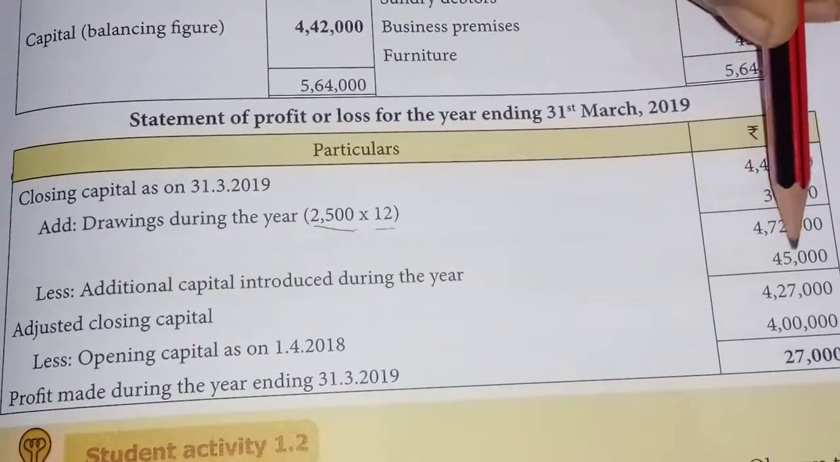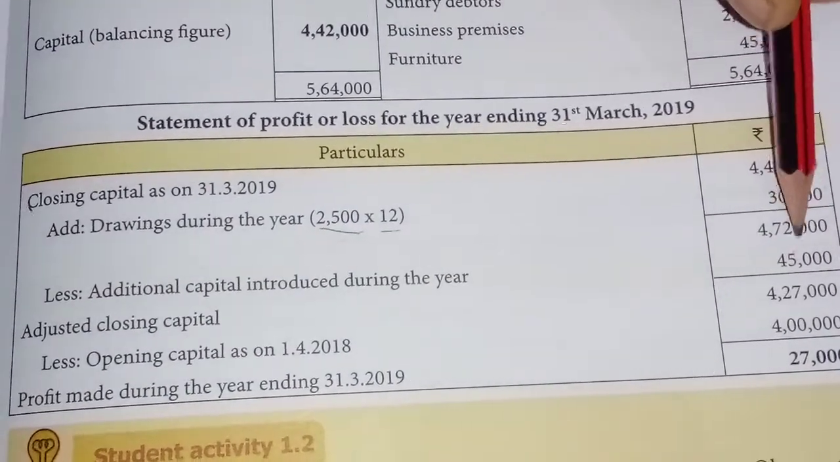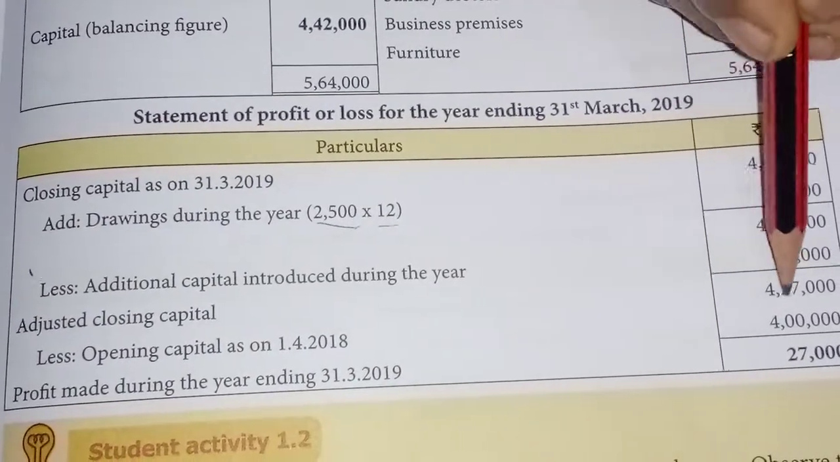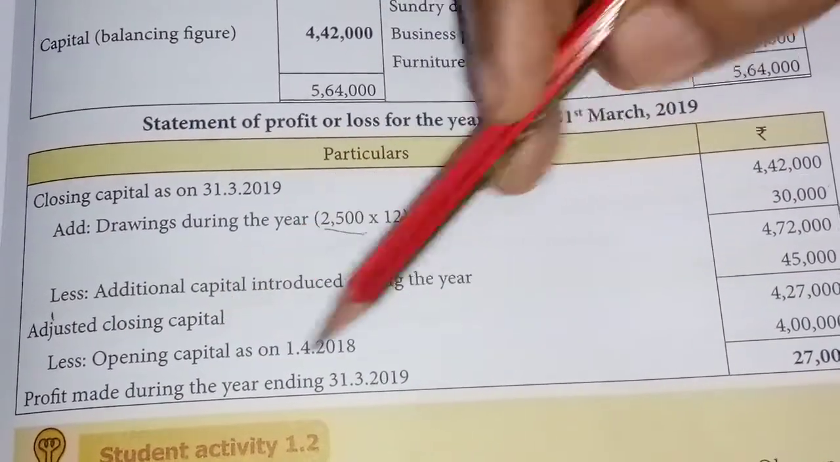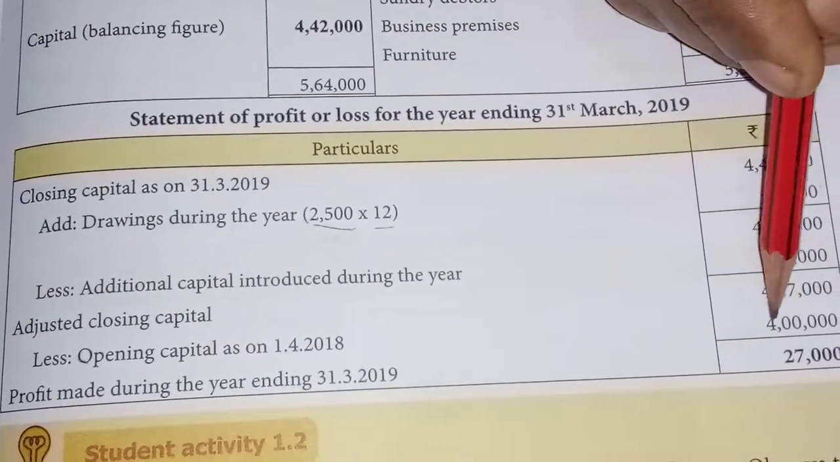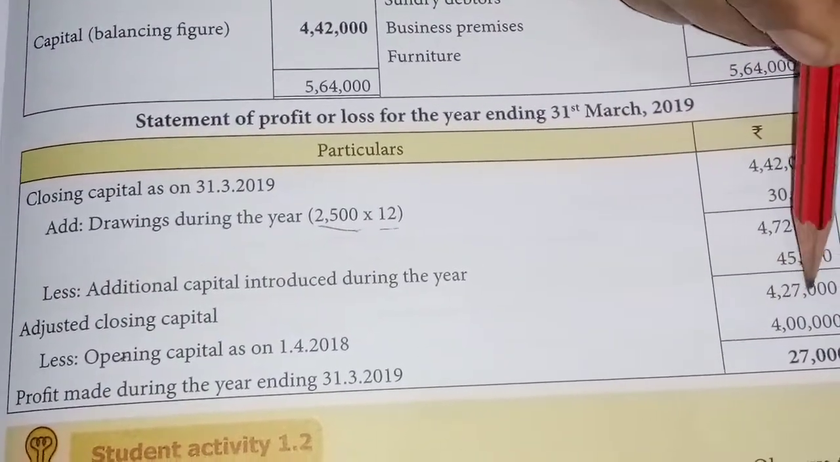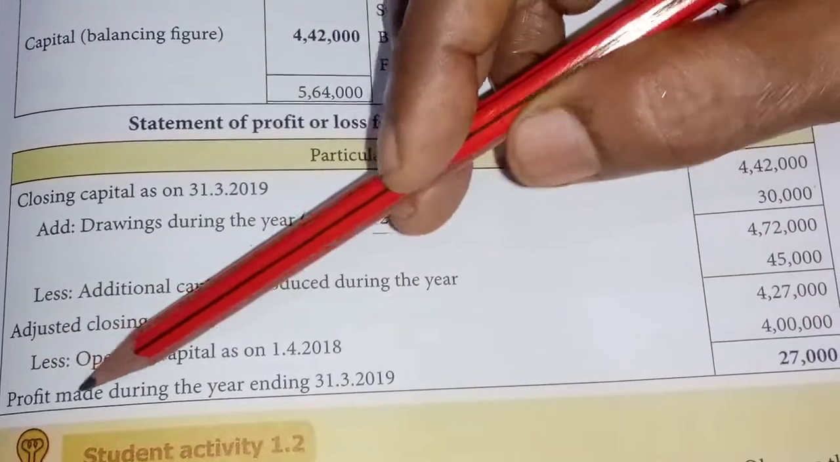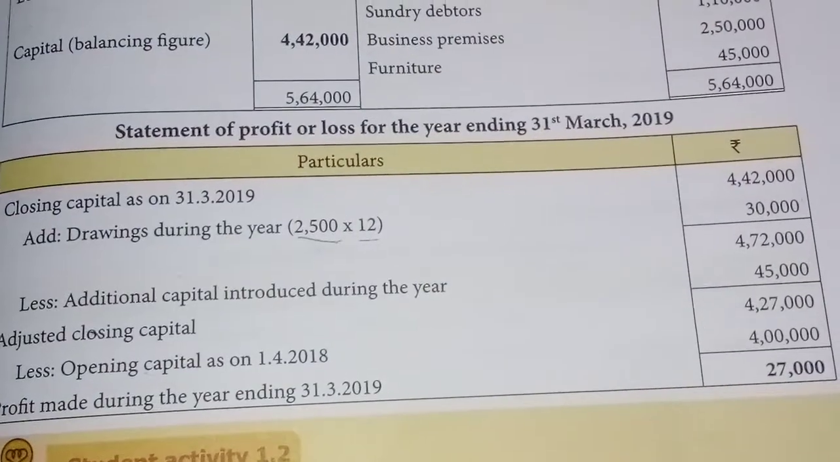Additional capital 45,000. Deduct. You will get 4,27,000. Then less opening capital. Opening capital from the first statement of affairs, 4 lakh. Then we will get 27,000. That is the profit made during the year. Okay.